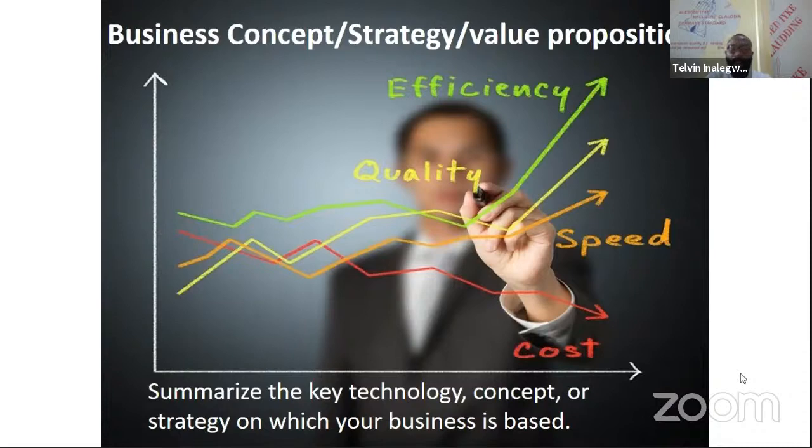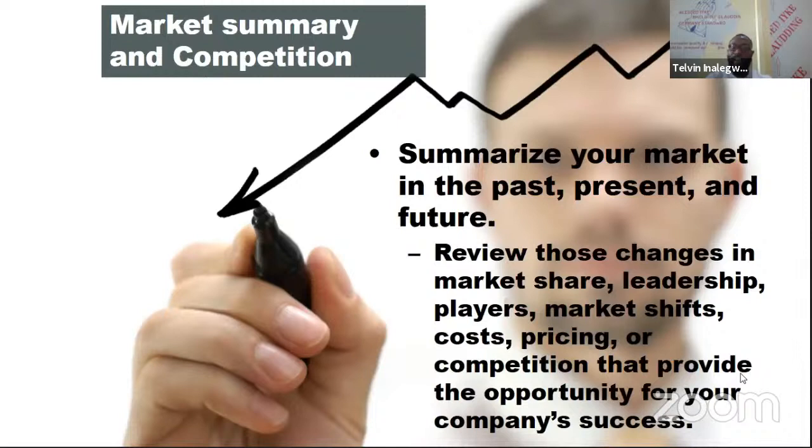Then your market summary and your competition. You summarize your market in the past. In the past, what have they been selling? How much have they been selling? What is the present market? And what is the future market? For instance, I can say that in the olden days, they don't have much transport efficiency. Therefore, to take food from one part of the country to another takes a long time. And in fact, it is difficult because of the long distance to come and access this produce. So that's in the past.